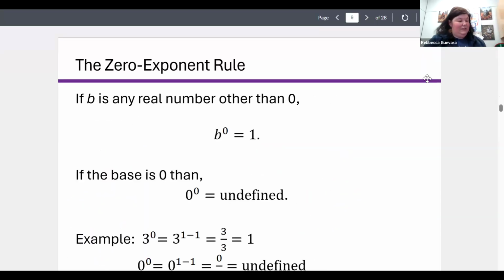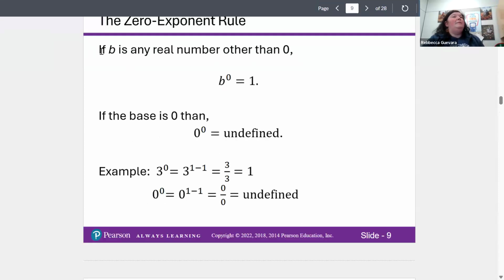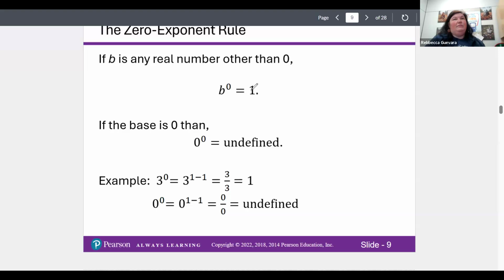Okay. This kind of takes us back to the last problem a little bit here. Might go back to it here in just a second, but if b is a real number other than 0, then we're going to say that b to the power of 0 is 1. If the base is 0, then we say 0 to the power of 0 is undefined.